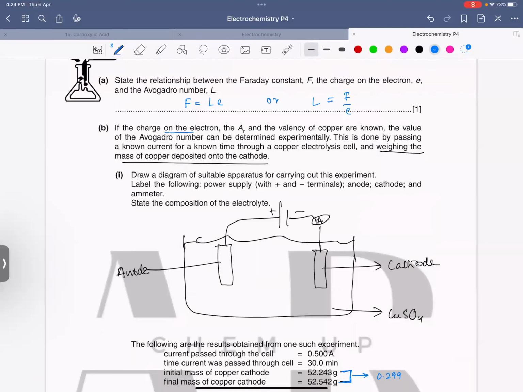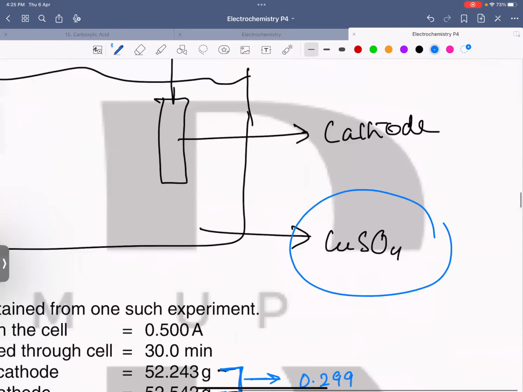If the charge on the electron, the Ar and the valency of copper are known, the value of Avogadro's number can be determined experimentally. This is done by passing a known current for a known time through a copper electrolysis cell and weighing the mass of copper deposited on the cathode. Whenever we are performing the electrolysis, which electrolyte do we usually use? And in copper sulfate, what is the oxidation number of copper? It's +2.